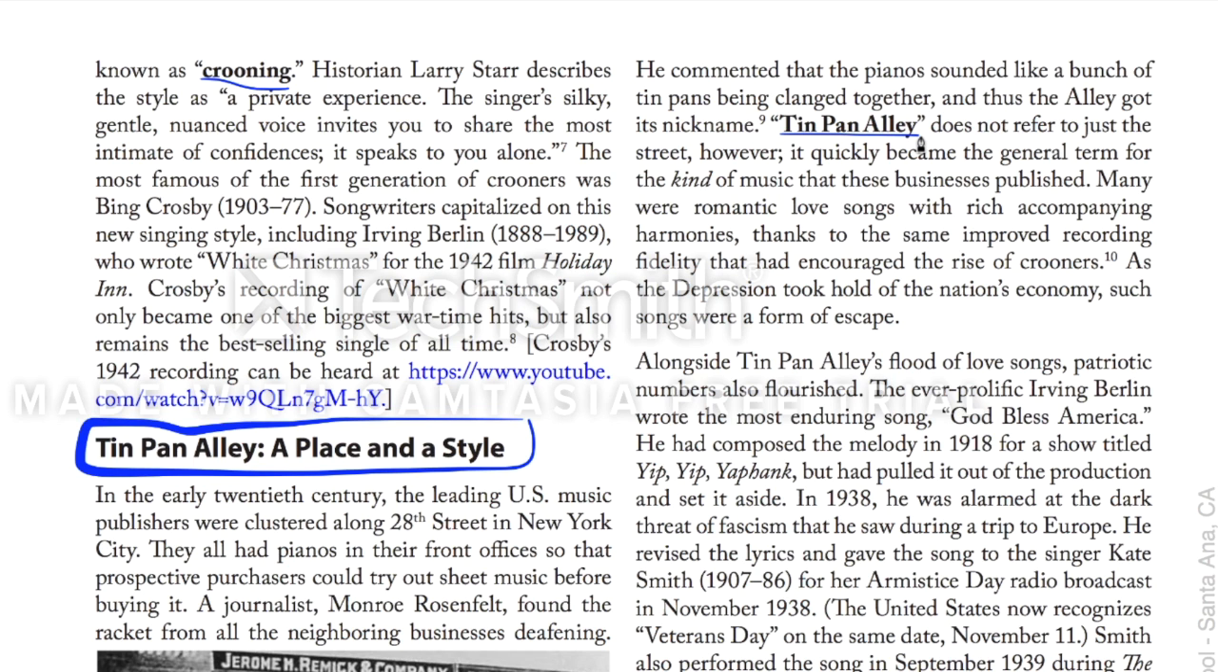Tin Pan Alley does not refer to just the street, however. It quickly became the general term for the kind of music that these businesses published. Many were romantic love songs with rich accompanying harmonies thanks to the same improved recording fidelity that had encouraged the rise of crooners. I don't think we discussed fidelity. Fidelity means truthfulness. It was able to truly capture the real voice of the singer.